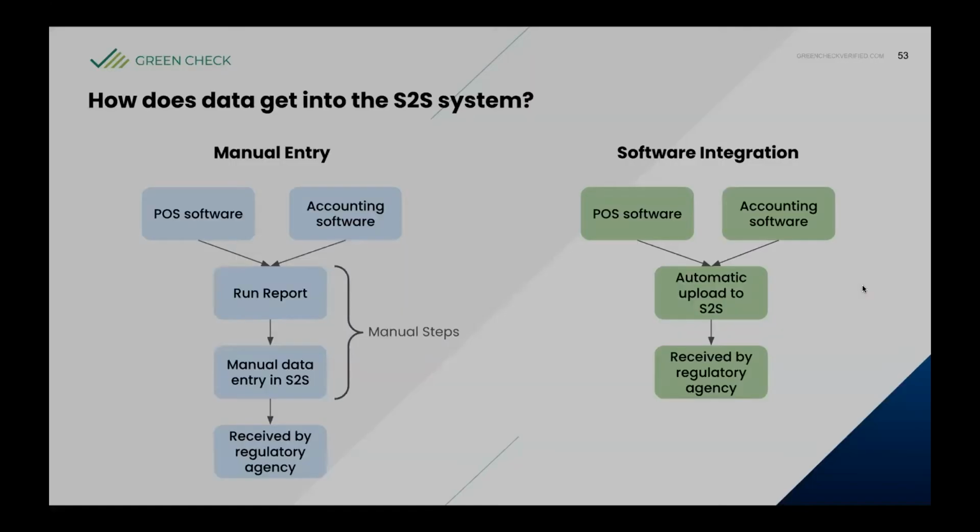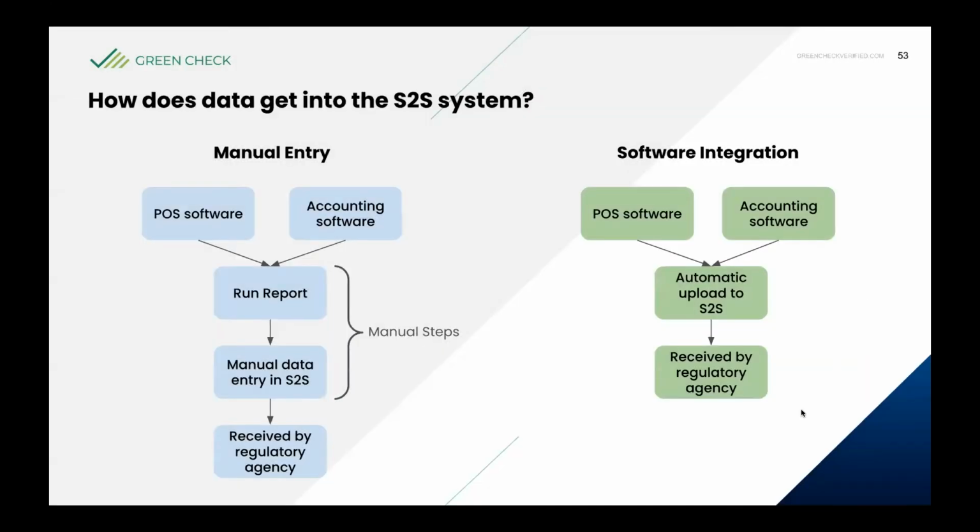All right. So how does data get into a seed to sale system? This is just a very quick flow chart to show you that there are two general ways: manual entry into seed to sale, and software integration. In a manual entry system, on your day-to-day at a dispensary or a grower, you're using software already. But to get it into the state system, you would have to manually run a report and then either upload it or, in some cases, manually enter the data into their system.